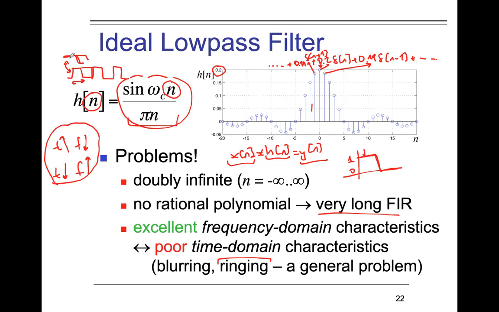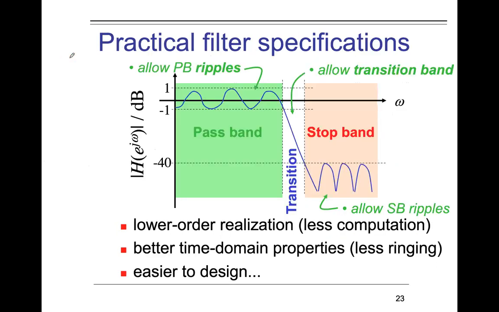That is why we try to lose something by adding some ripples. Ripple, small deviations from the ideal case. For example, if you have a sine wave like this, and you have ripples like that, this is ripple.